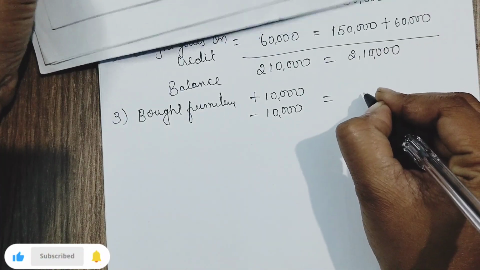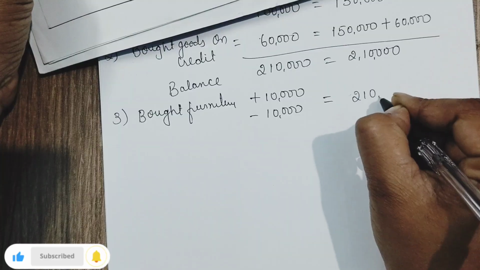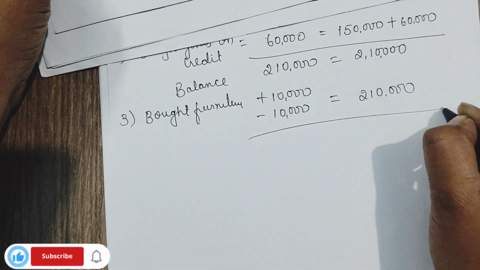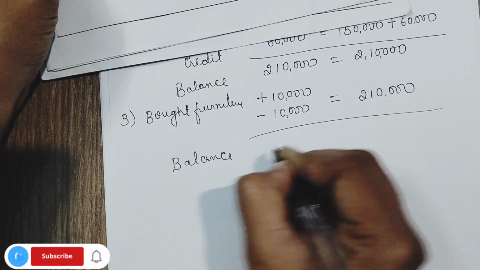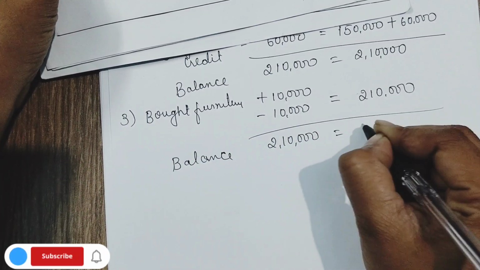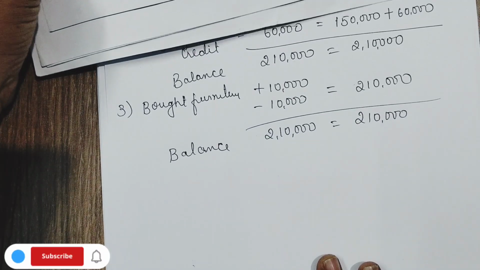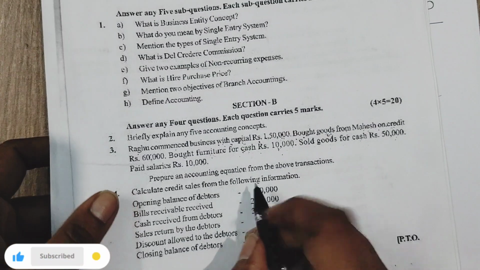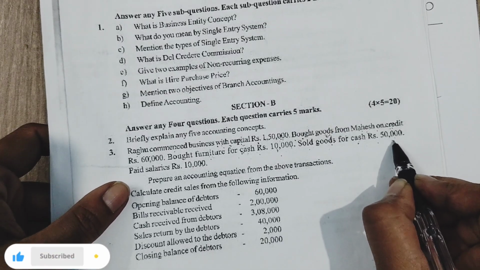And there is no change in the liability side. 2 lakh 10,000 only you are writing. So what is the balance? The balance is 2 lakh 10,000. 2 lakh 10,000. Okay. Yes. Next transaction. Sold goods for cash, rupees 50,000.